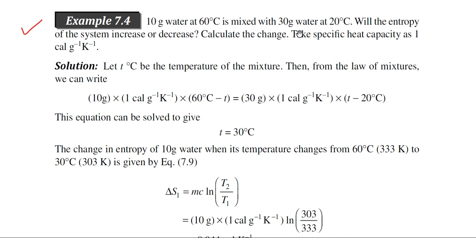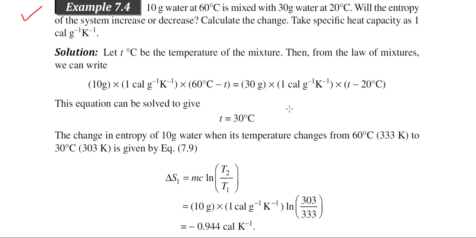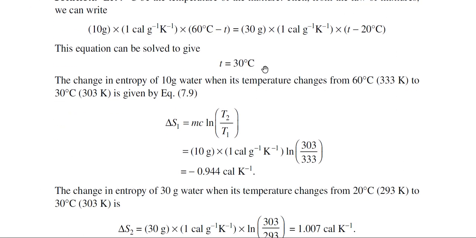And for the 30 gram of water system, again the same formula, m s delta T, but in this case the temperature change is T minus 20. Why T minus 20? Because the common temperature T is higher than 20, that is why we have written T minus 20. But in the left hand side we have written 60 minus T, because 60 degree centigrade is higher than the common temperature T. If we solve this equation, we can estimate that the common temperature T is 30 degree centigrade, but we have to convert it to the Kelvin unit. If we convert it to the Kelvin unit, that will become 303 Kelvin.